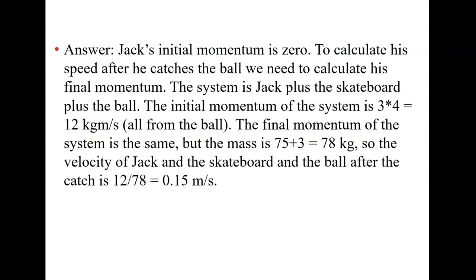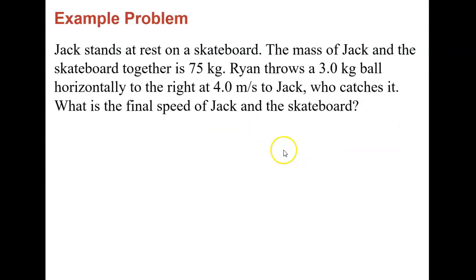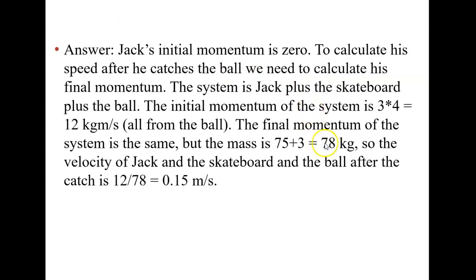So the final momentum of the system is the same: 12 kilograms times meters per second. But the mass is 75 plus 3. 75 because it is the boy and the skateboard, plus the 3-kilogram ball. So the mass is 78 kilograms. So the velocity of Jack and the skateboard and the ball after the catch is your momentum divided by your mass, so 12 kilograms times meters per second, divided by 78 kilograms, or 0.15 meters per second.